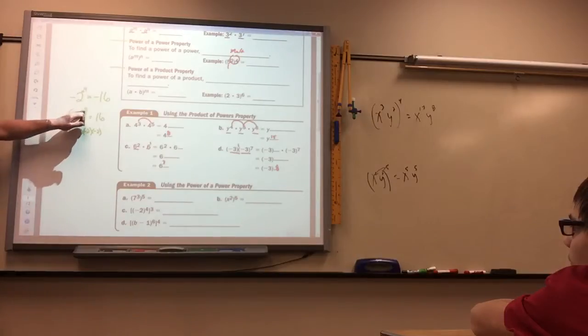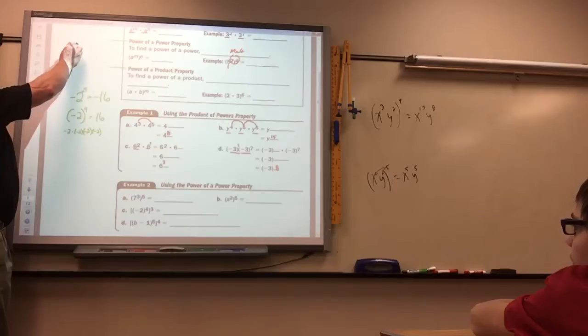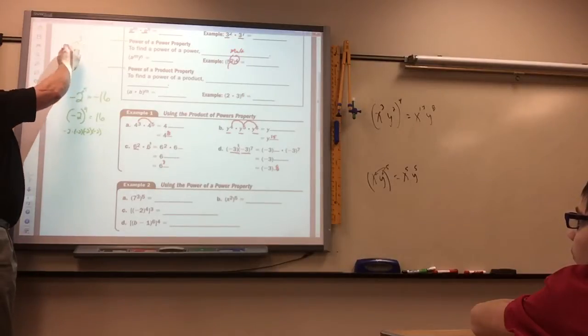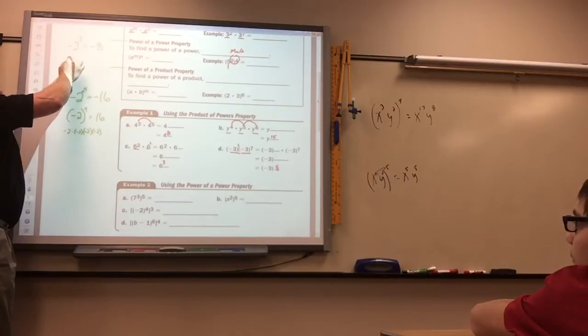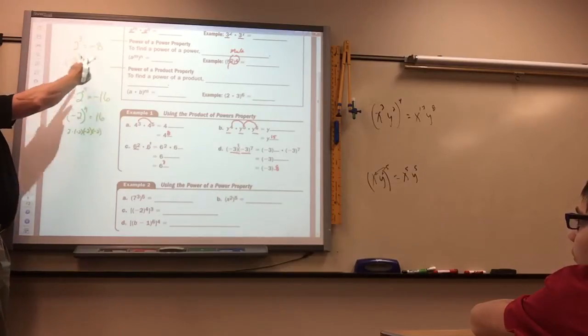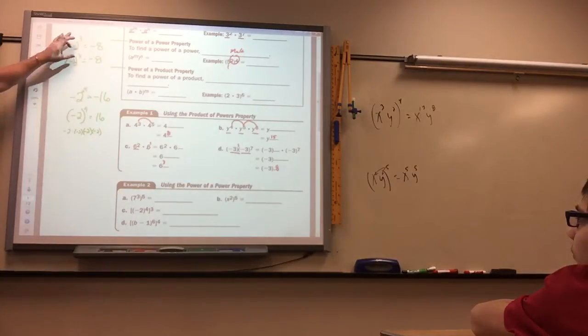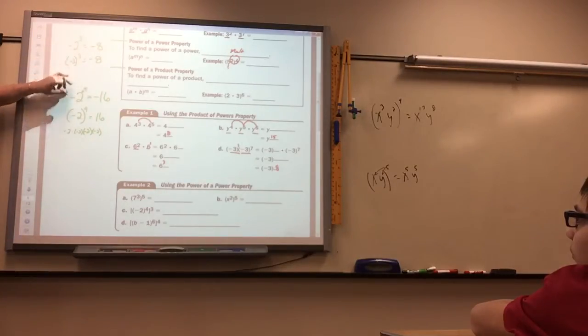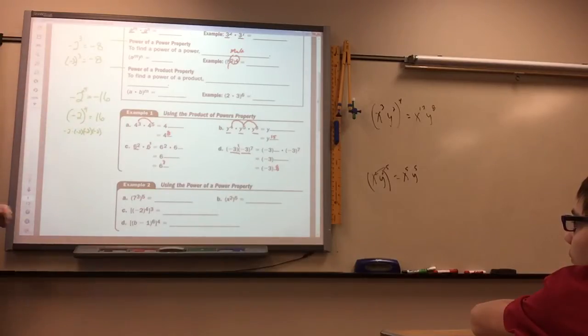Now that really only affects it if it's an even number. Because if it's odd, the negative would stay there. 2 to the 3rd is 8. Here, negative times negative times negative is still negative 8. So when it's an odd exponent, it really doesn't affect it. But if it's an even, it will matter if it's got parentheses or not.